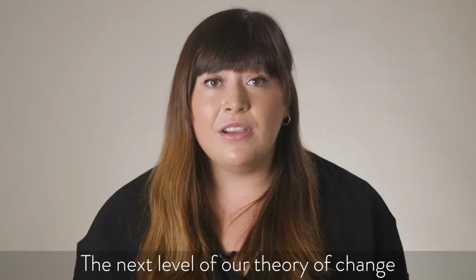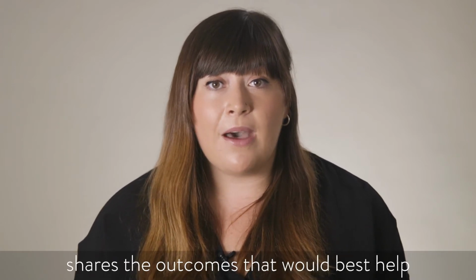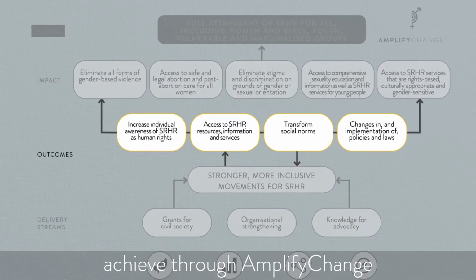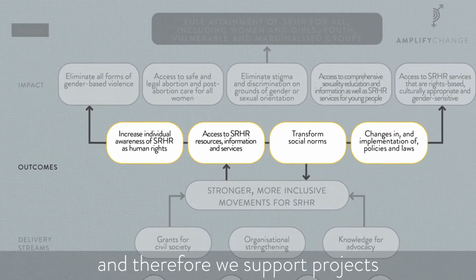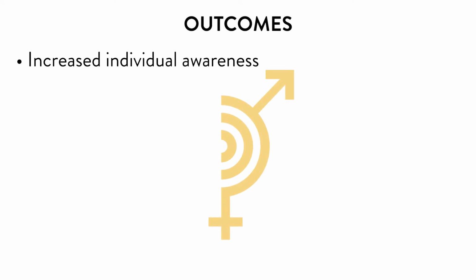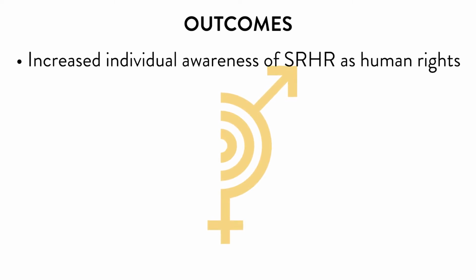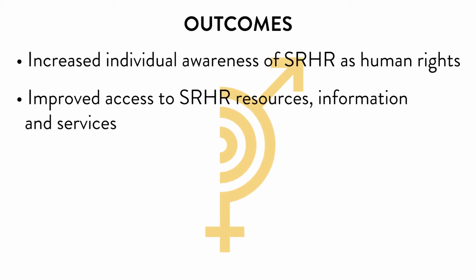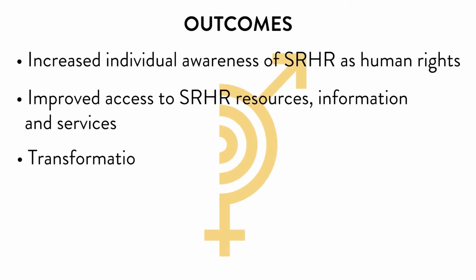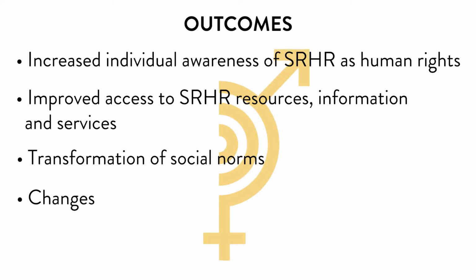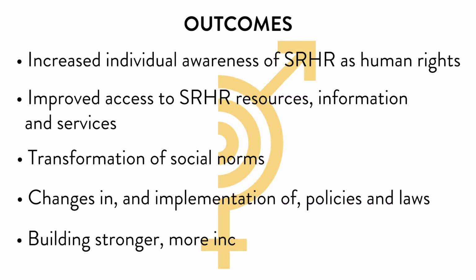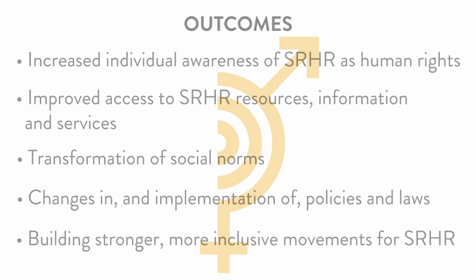The next level of our theory of change shares the outcomes that would best help achieve our vision. These are the outcomes we hope to achieve through AmplifyChange, and therefore we support projects that address at least one of them. Increased individual awareness of SRHR as human rights. Improved access to SRHR resources, information and services. Transformation of social norms. Changes in and implementation of policies and laws. Building stronger, more inclusive movements for SRHR.